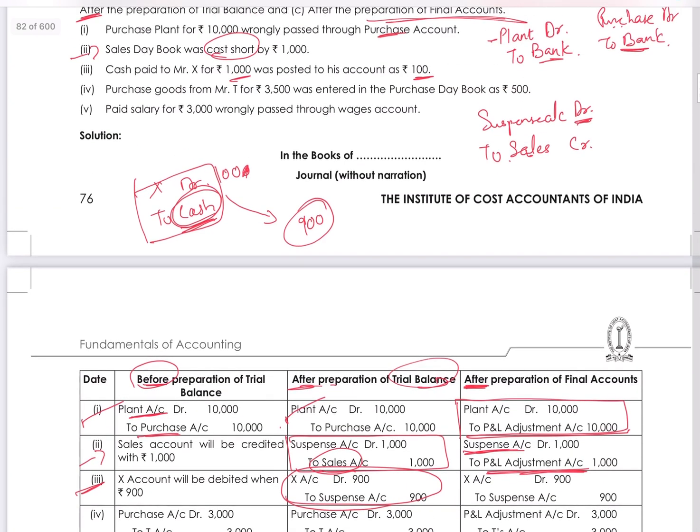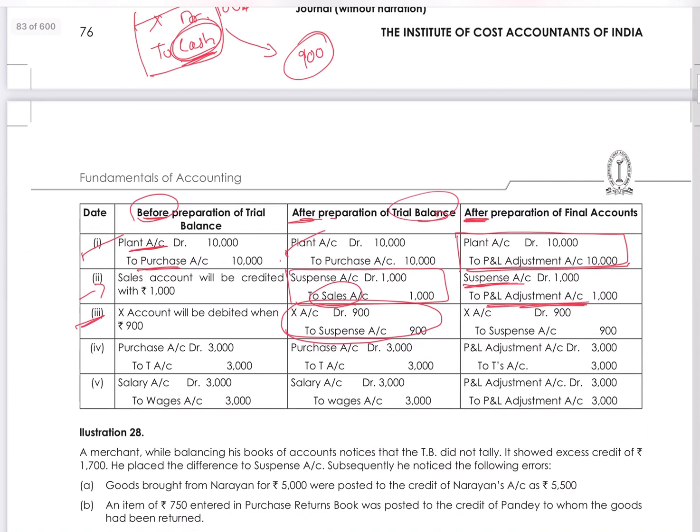Okay. And again, as both these are asset accounts, it's a balance sheet item. Both are balance sheet items, they don't go to P&L. They are not expense and income ledgers, so they are not nominal accounts, so the entry continues even after preparation of financial accounts. Okay.